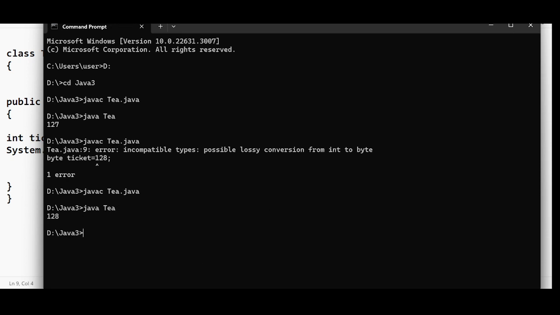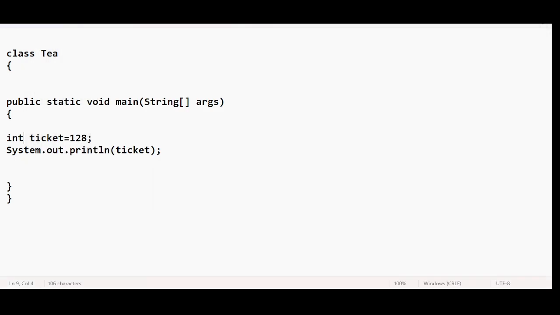Execution 128. This time no error. Now the idea here is very simple. The idea here is not about changing the data type from byte to int. The idea is about understanding the capacity, the maximum range that the byte data type can occupy. If you are violating this maximum range, we get an error.